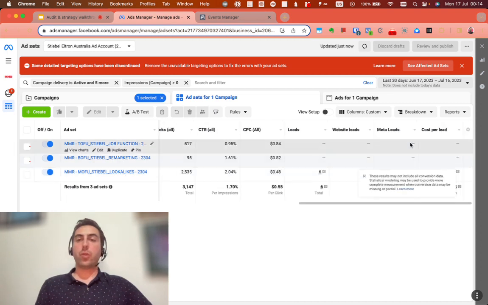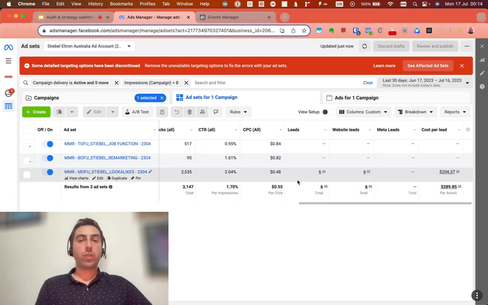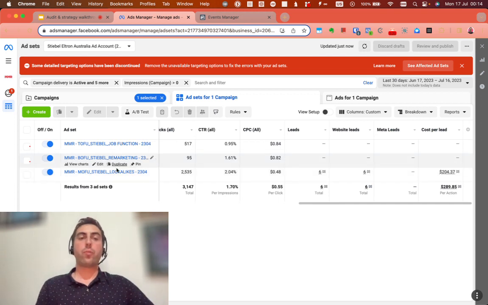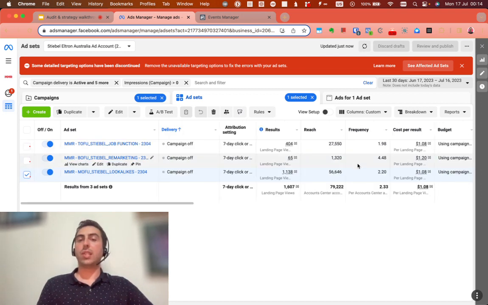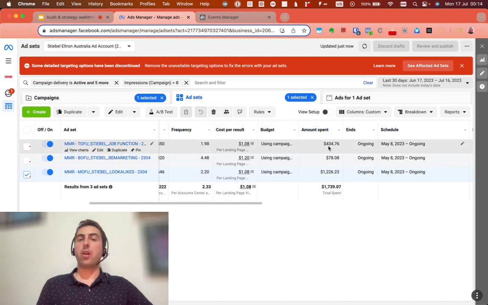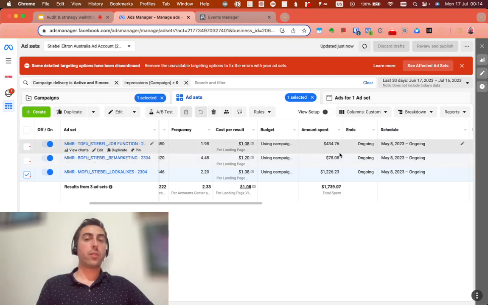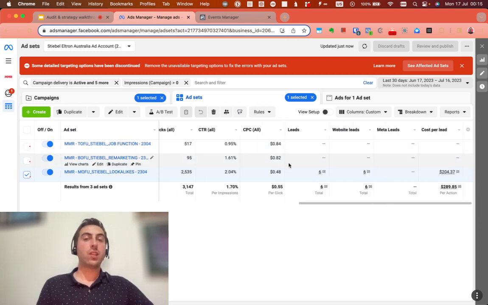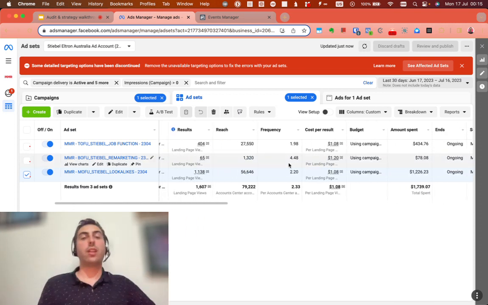What we do see, though, looking at the cost per lead now, is that the cost per lead is really quite high. And these leads only seem to be coming through from the lookalike ad set. The other ad sets don't seem to be driving any leads, but they are spending. So we take a look at the amount spent here. They're spending some budget, but they aren't driving any leads, right? They're driving engagement, they're driving clicks, but they aren't driving any conversions.